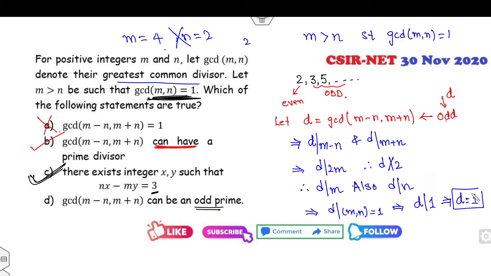That means D can never be an odd prime. It's an odd number, but it is not a prime. Remember, 1 is not a prime number. So this option is cancelled. The correct options are B and C.